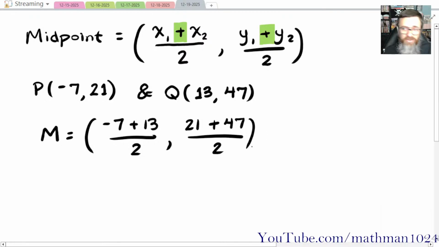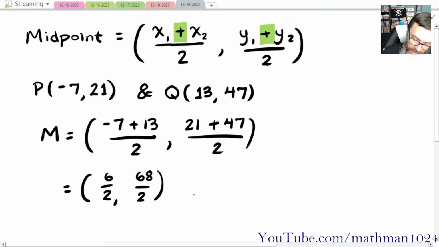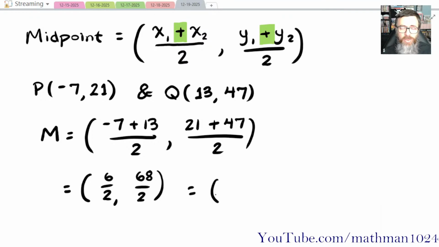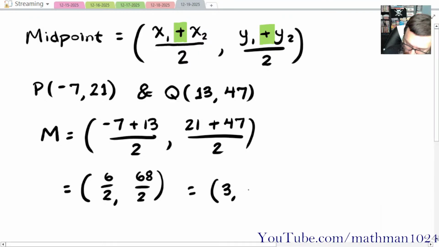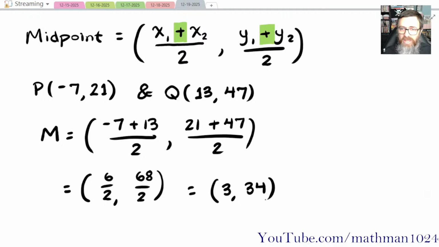And what you get here is just a matter of doing the simple math that we have. So -7 plus 13 is 6, divided by 2. 21 plus 47 is 68, and then we'll divide that by 2. And so we end up with our midpoint. Now keep in mind the midpoint is an ordered pair. It's a point, it's a location on the xy plane, so it has to be given as an ordered pair, x comma y. So we have 3 comma 34. I know it's kind of hard to imagine, but 3 is halfway between -7 and 13. Maybe it's not that hard to figure out.